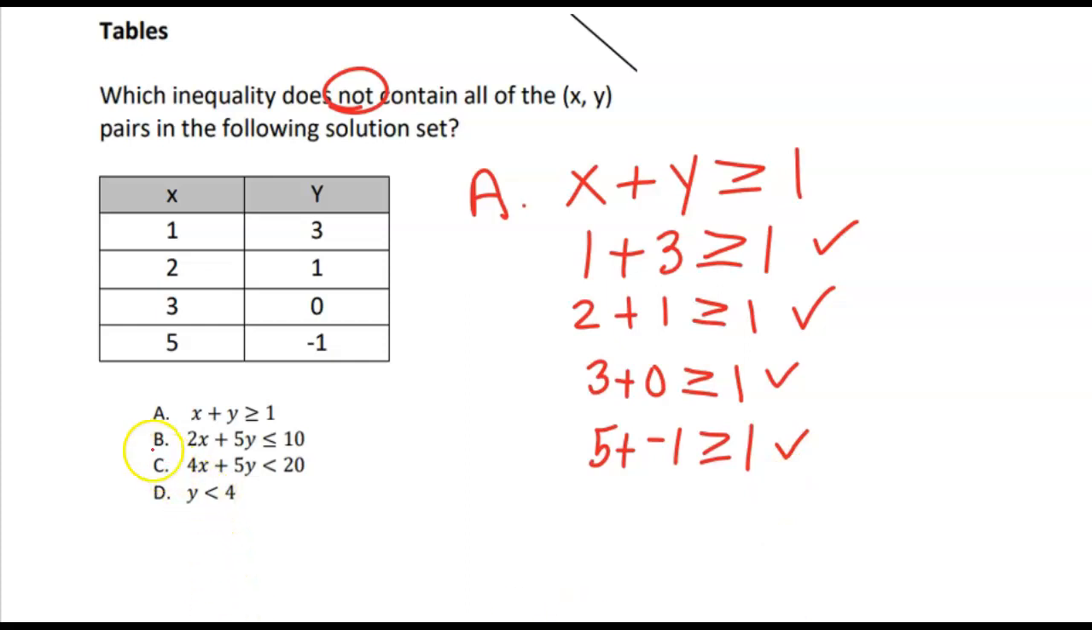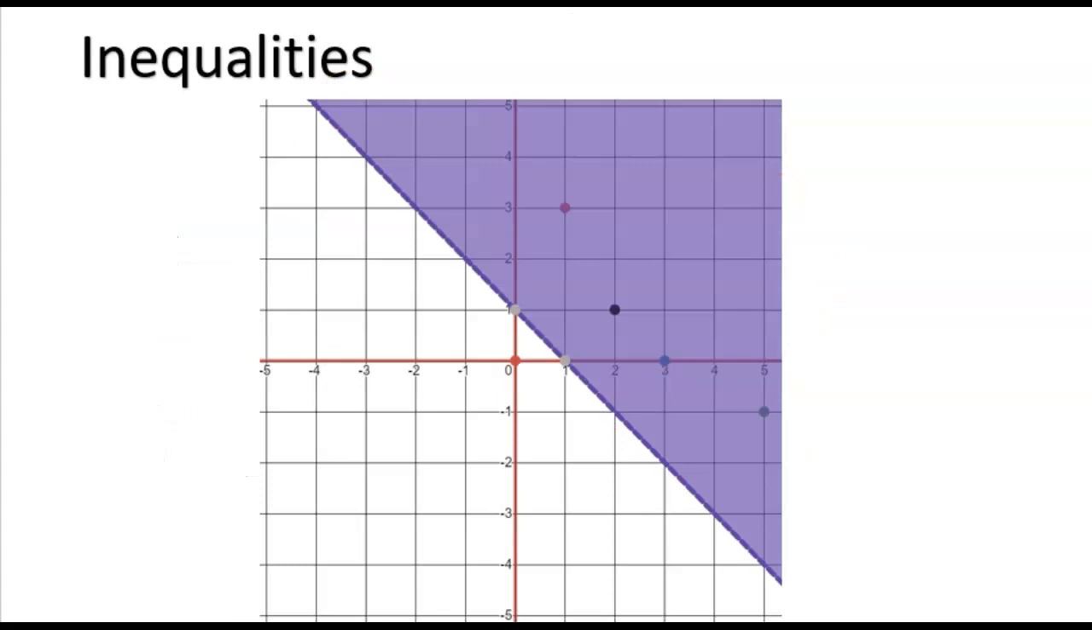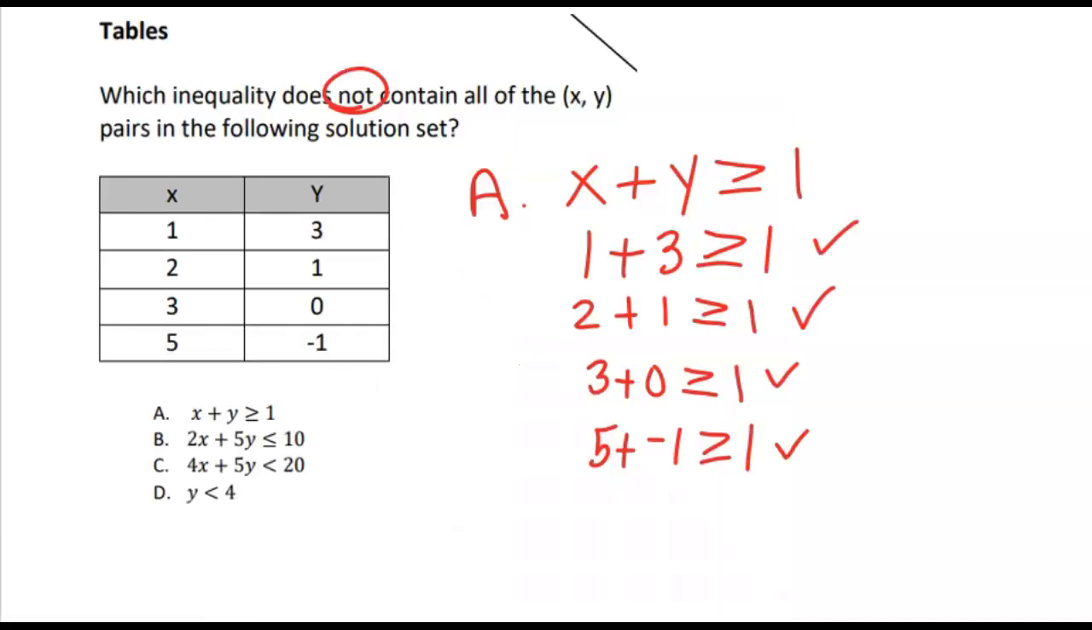If I graphed this line and shaded, all of these points would be in the shaded area. I did that for you. You don't have to write this down, but can you see my points over here? All of these points are in the shaded area. That's what it's telling me when I go through and do this. But we're looking for the one that is not the right one, the correct equation.